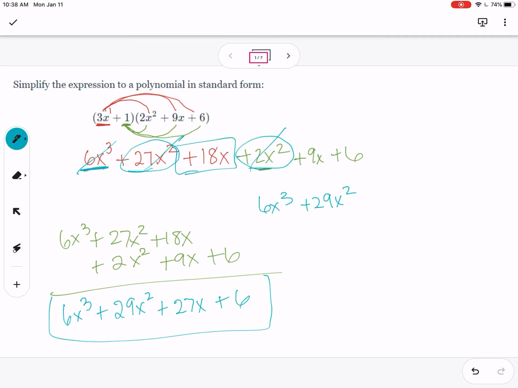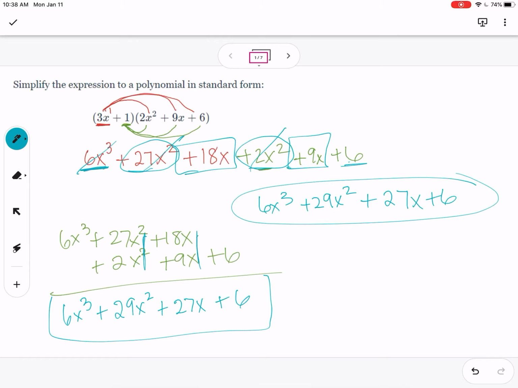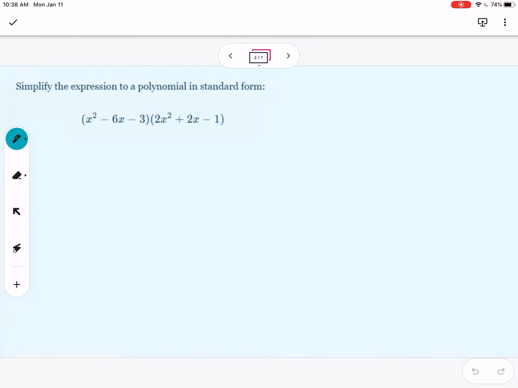Now I have 18x and 9x. So what is that? 27x. And last I have a plus 6. So notice either way you do this, if you line up the x squareds and you line up the x's and you line up your common or like terms, you're going to get the same answer. So let's try a second one.